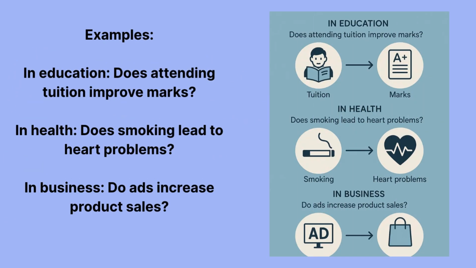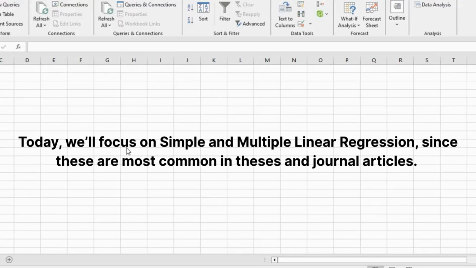Examples, in education, does attending tuition improve marks? In health, does smoking lead to heart problems? In business, do ads increase product sales? Today, we'll focus on simple and multiple linear regression, since these are most common in theses and journal articles.